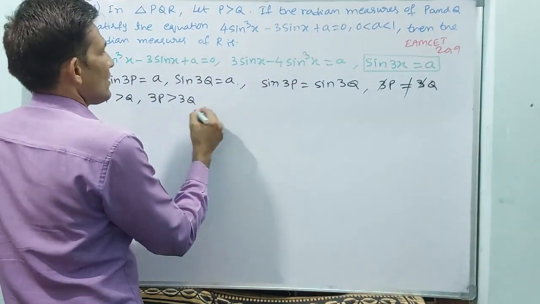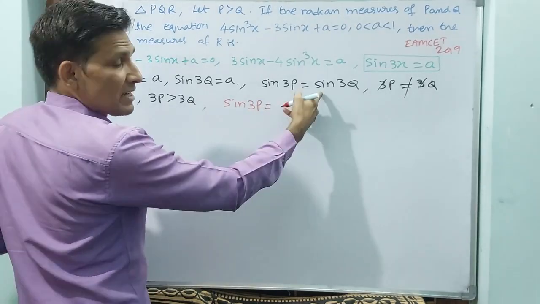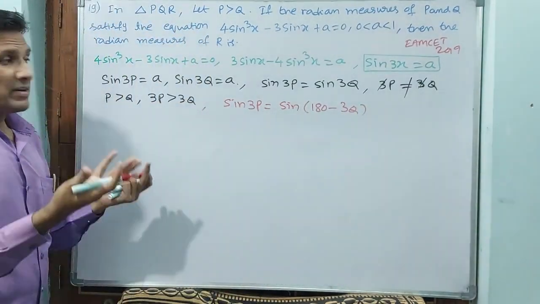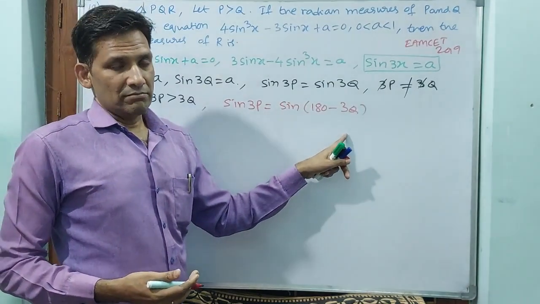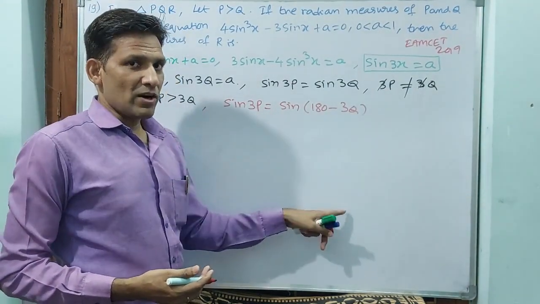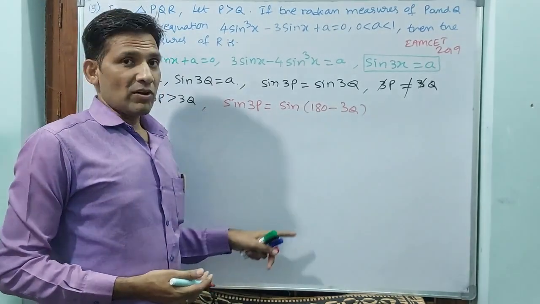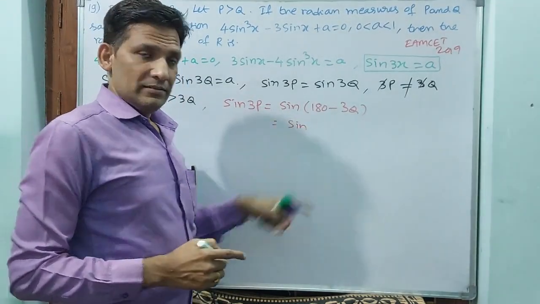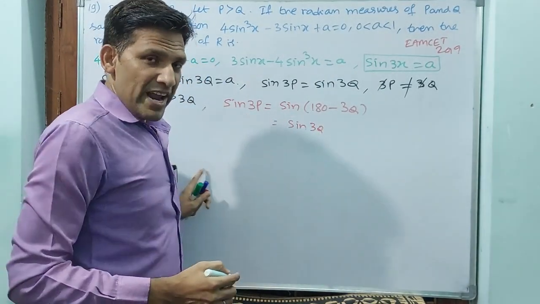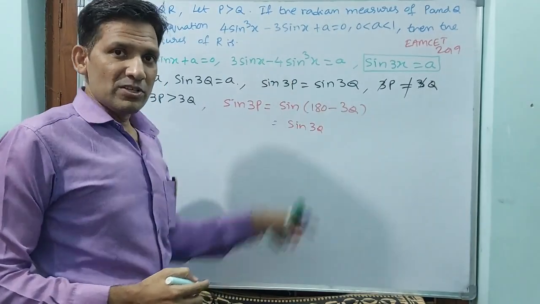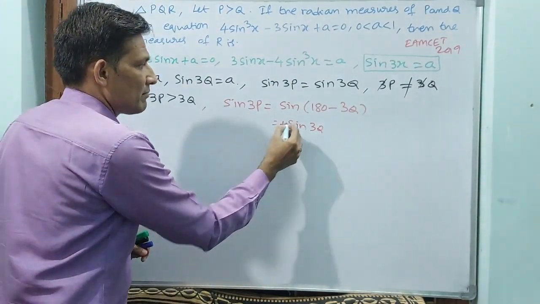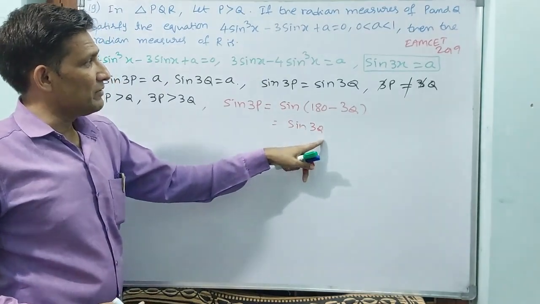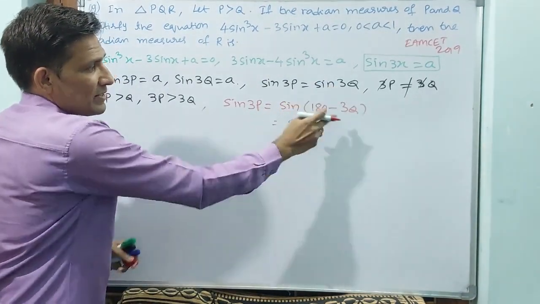See what I am writing now. Sin 3P only I will write, but here, observe carefully, sin of 180 minus 3Q I will write. Definitely okay. You see, sin of 180 minus theta is in the second quadrant. First quadrant is 90 minus, second quadrant is 180 minus. Second quadrant belongs to sine only, so sine only will come. Horizontal angles like 180, 360 mean it will come the same, positive only. Sin 3Q has again come. That means I can replace sin 3Q with sin of 180 minus 3Q.